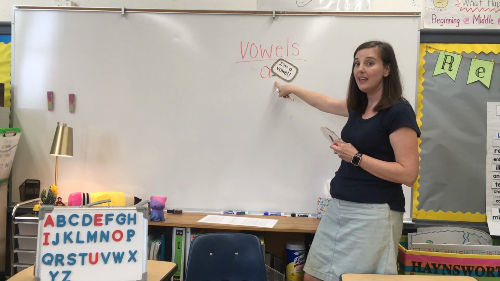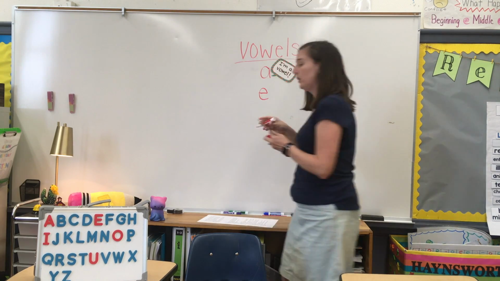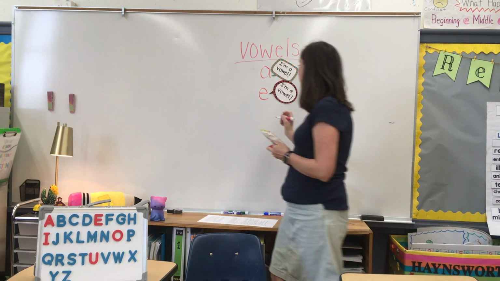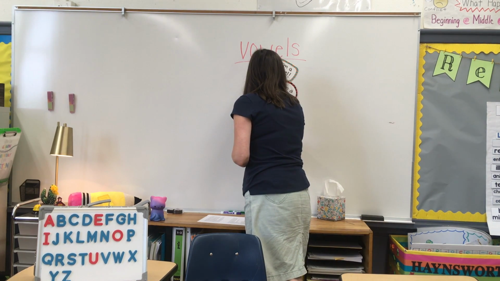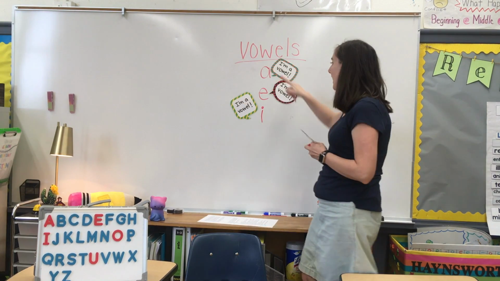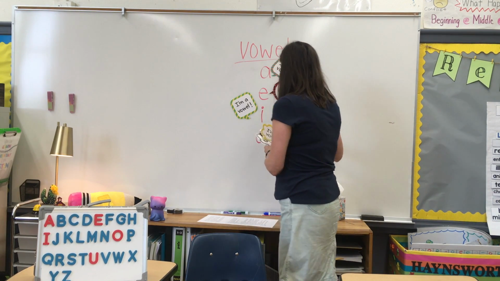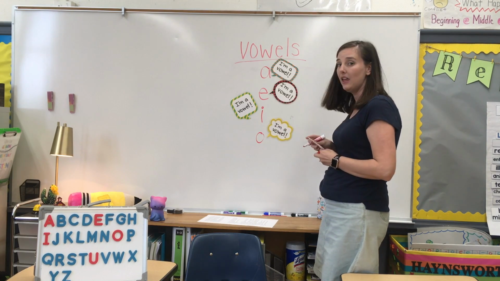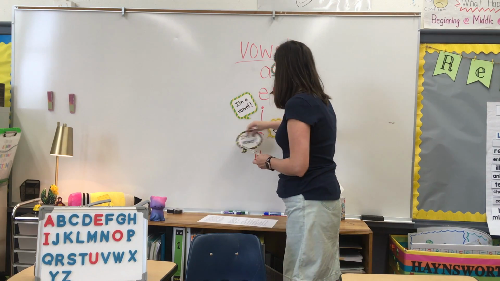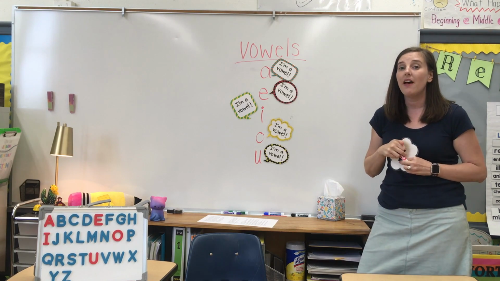So we've learned A is a vowel. We've learned E is a vowel. We've learned that I is a vowel. A, E, I, O, and one more, U. So these are the letters that will always be a vowel.